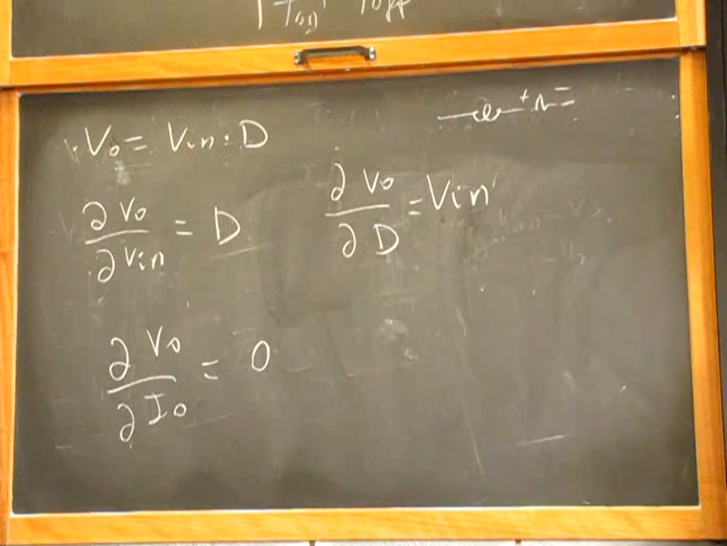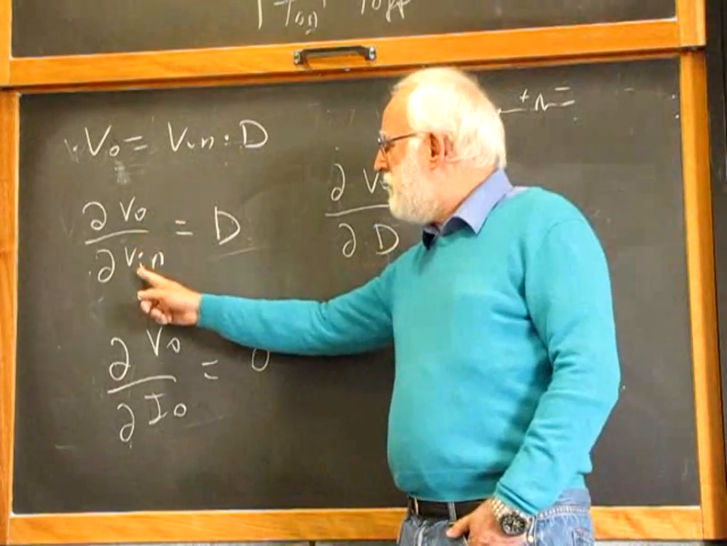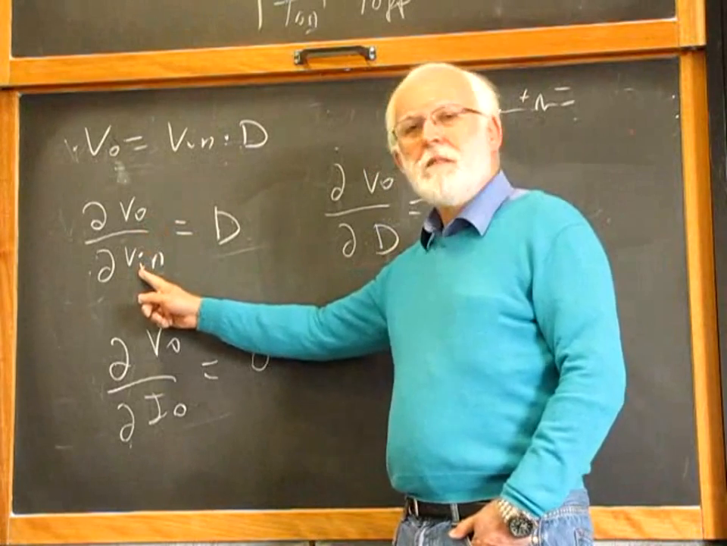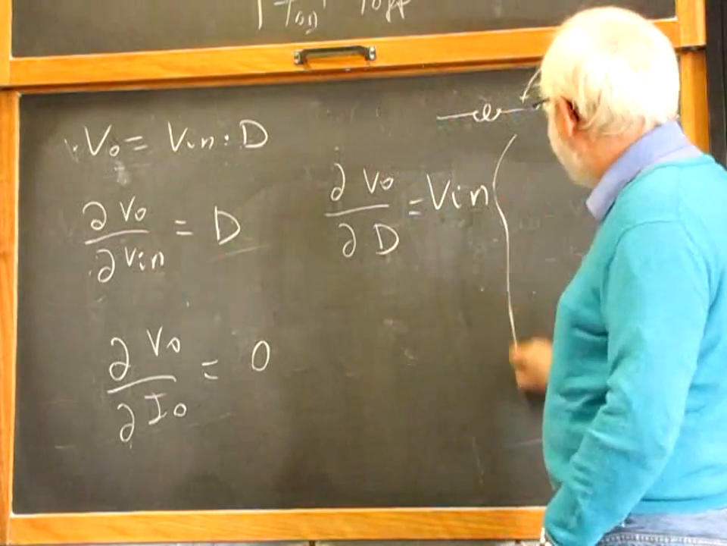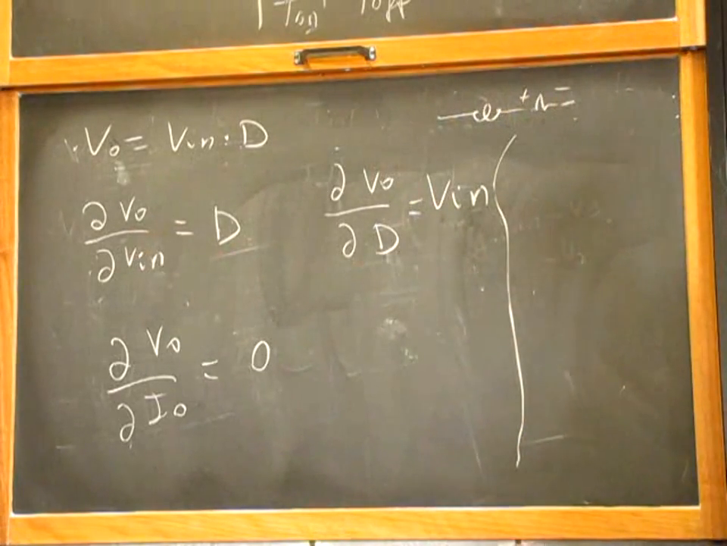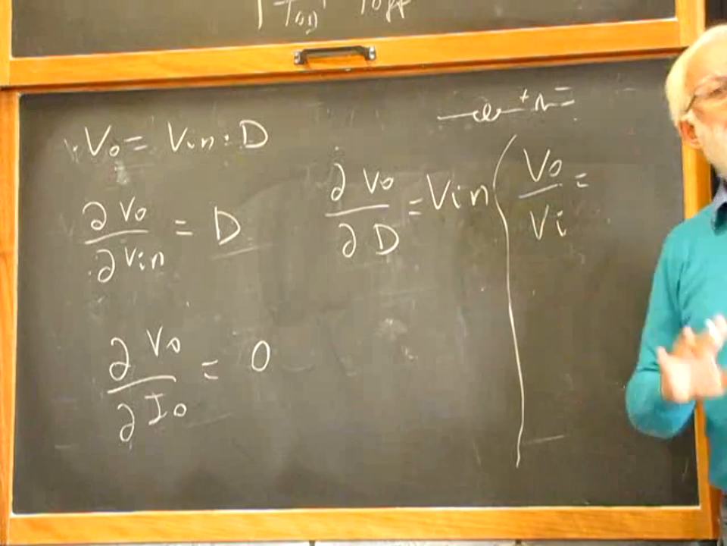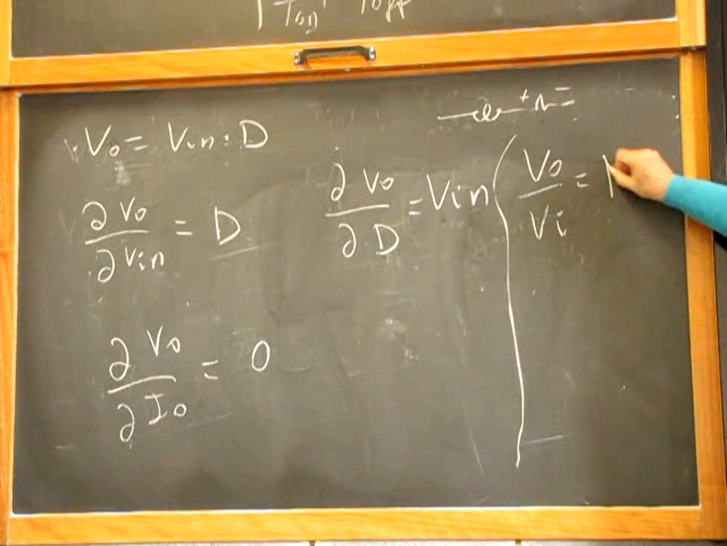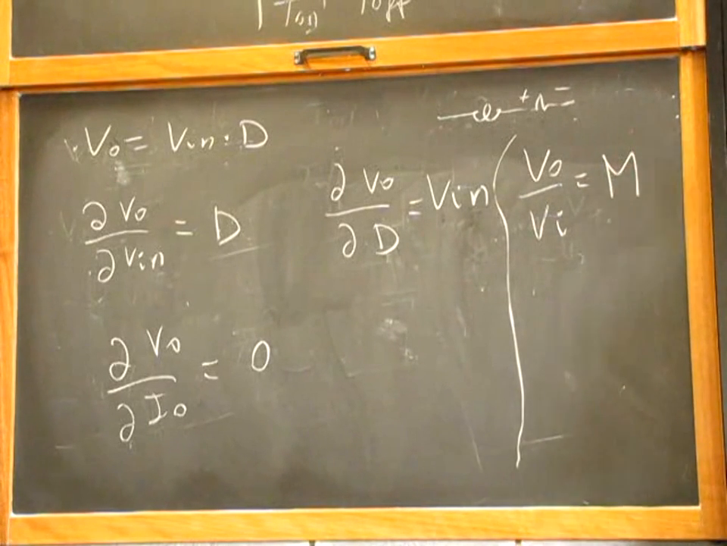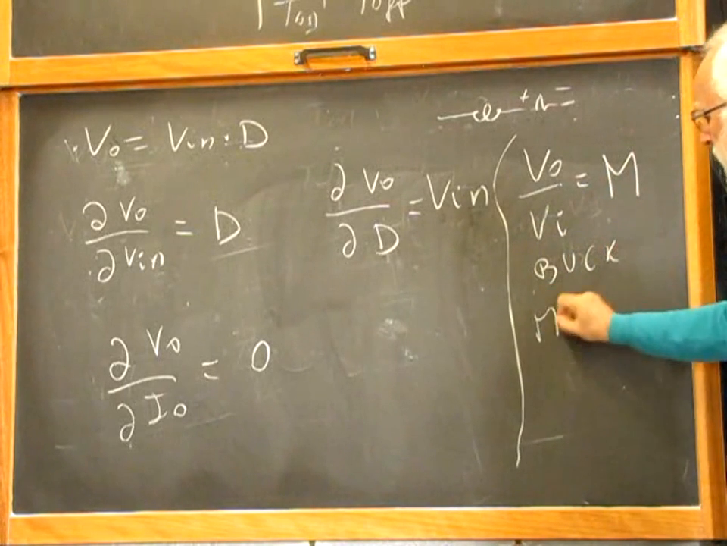Second part, not so bad. The audio susceptibility is D. And I can do something as over here. Let me just add one extra piece of information. The ratio of output voltage divided by input voltage for any converter has a specific name and symbol, which is M. I don't know why it is the letter M, but M is the output voltage divided by the input voltage. In the very specific case of the buck converter, only for buck, you have M equals D.